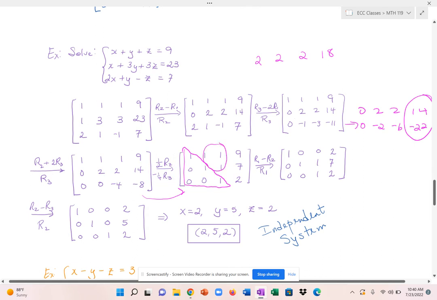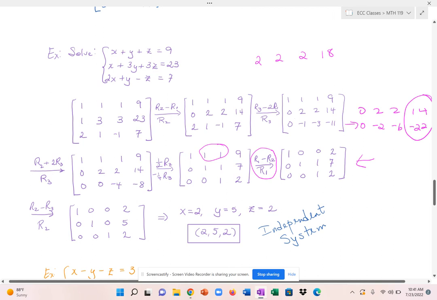zeros up here. Okay, so in order to do that, I'm going to do the next operation, which is to subtract row 1 minus row 2 to get a new row 1. So row 1 minus row 2 to get a new row 1. And when I do that, these two will turn to 0. So I get 1, 0, 0, 2, and then row 2 and 3 just get copied over, 0, 1, 1, 7, and then 0, 0, 1, 2.